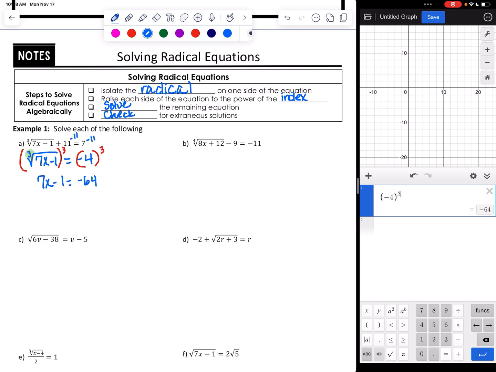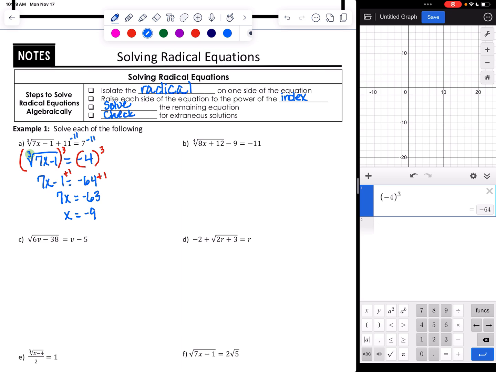So our remaining equation is 7x minus 1 equals negative 64. So I'll add 1 to both sides, which would give me 7x equals negative 63. And then I'll divide both sides by 7. So negative 63 divided by 7 is negative 9.